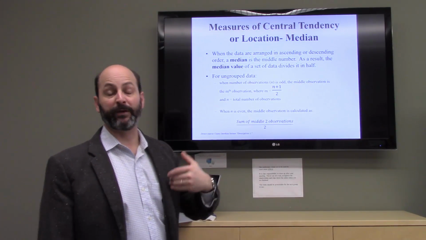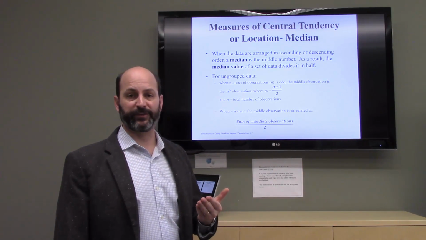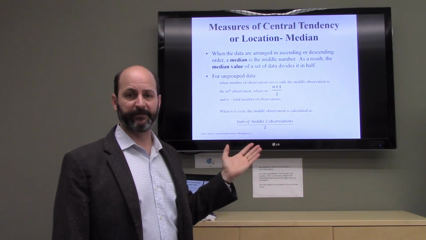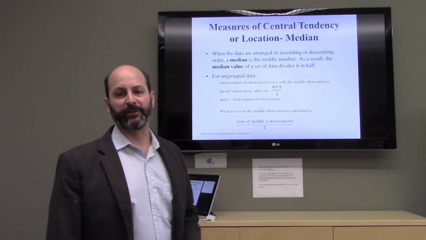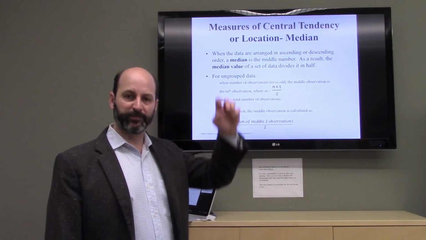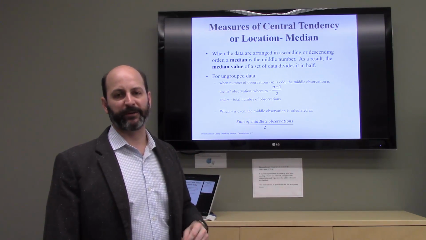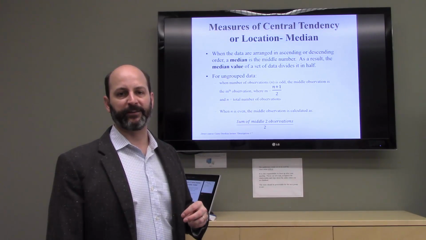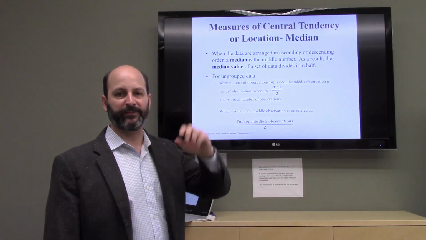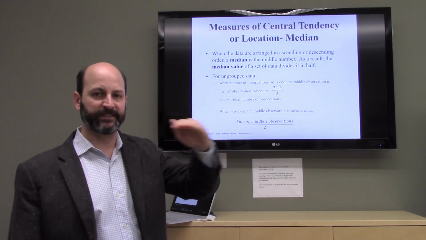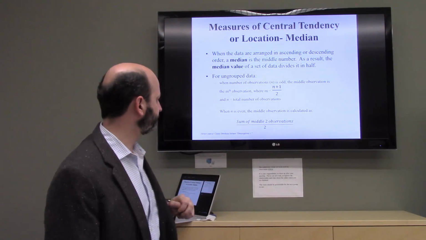So I'll give you an example. We have 25 observations. We're going to look at an example of this in a minute. And we want to find what the middle value is of that group of observations. We add 25 to 1, we divide it by 2, and 13 would be the middle value. So if you had 25 observations, the 13th observation would be exactly in the middle, okay?